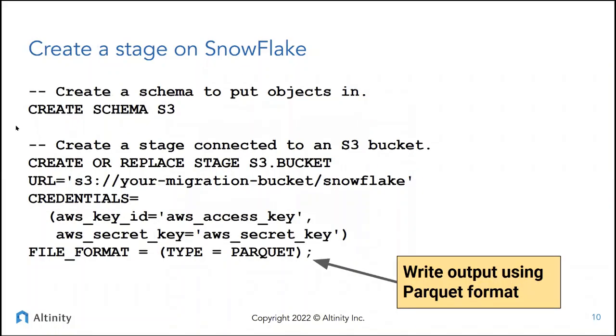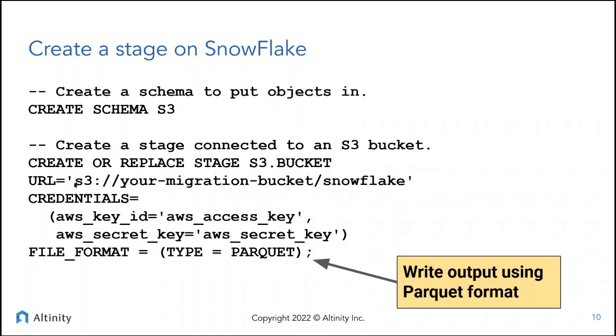So the first thing we want to do when we move that table is go ahead and create one of these stage objects. To make sure things stay organized and not mess up other things, I'm going to create a schema called S3. A schema, if you're familiar with this, is kind of like a folder. It's a level between a database and a table in Snowflake. Then I'm going to run this create or replace command, and this creates the stage.